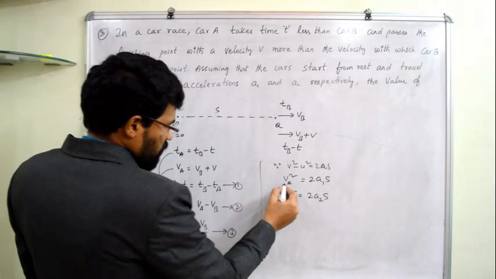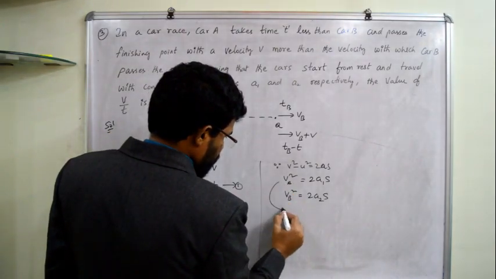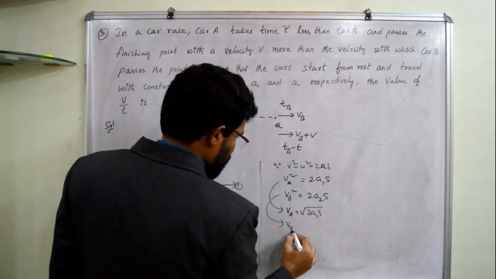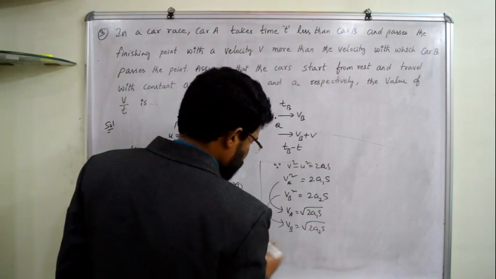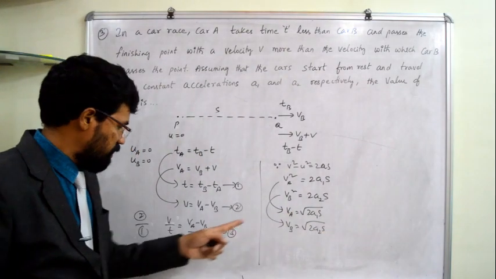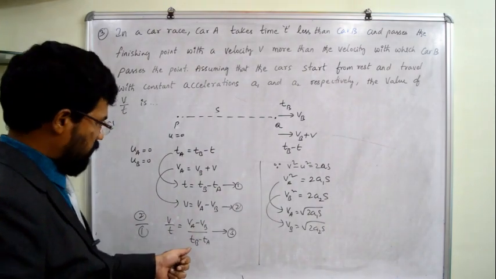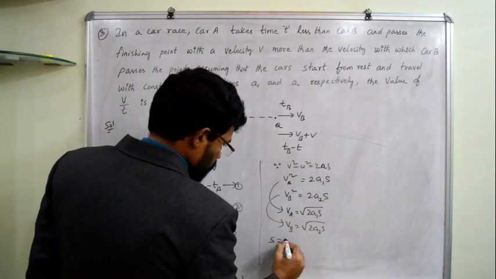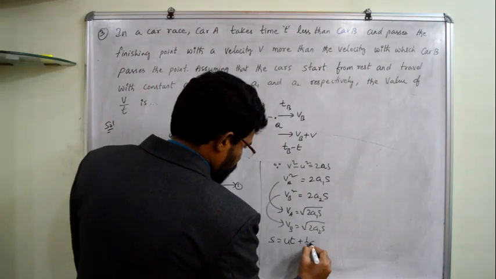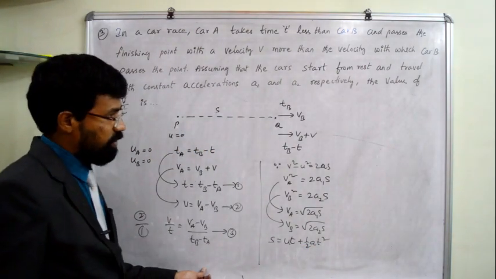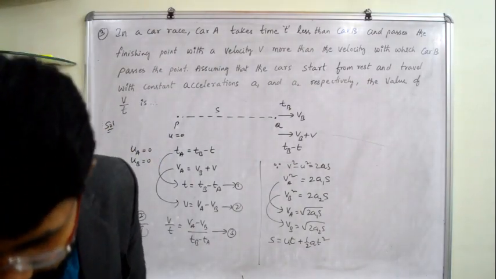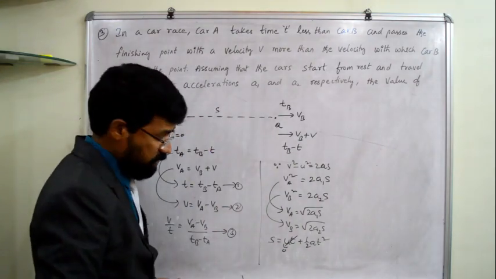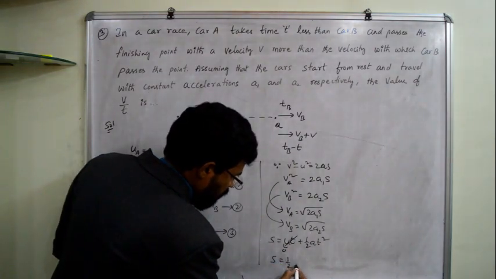Now, from these two equations, what can we write for VA? From here, VA can be written as under root 2A1S, and from here VB can be written as under root 2A2S. So let us substitute VA, VB values in this equation, and we can write equations for Ta and Tb also. How can it be written? See, S is what? Ut plus half At square. This is one of the kinematic equations, isn't it? Now, since both are starting from rest, the initial velocity term vanishes, it is replaced with 0. So you can use this equation, S is equal to simply half At square.